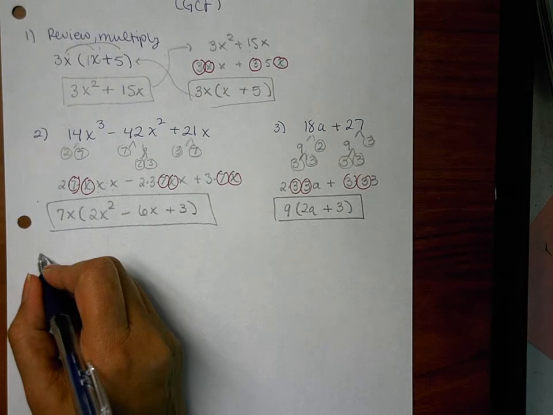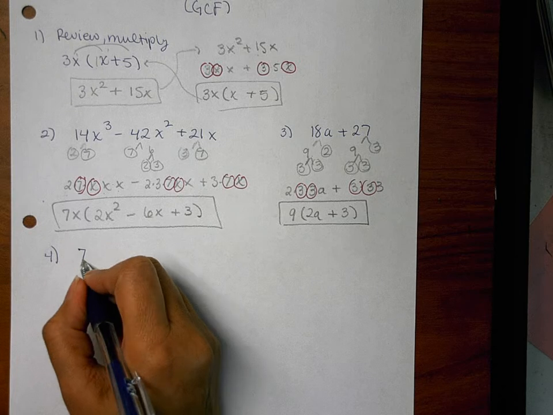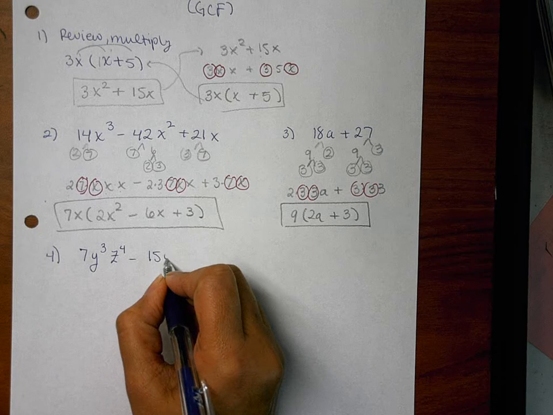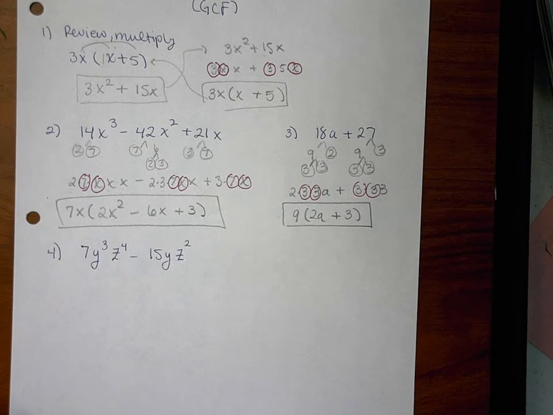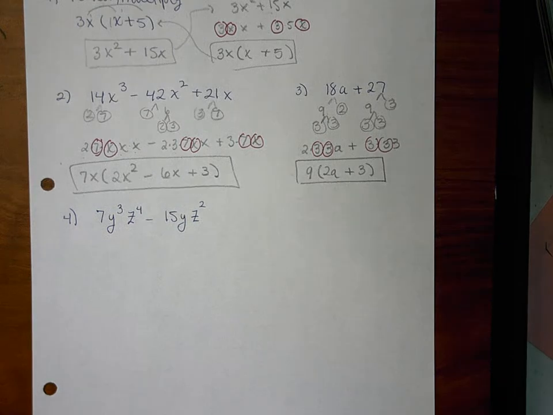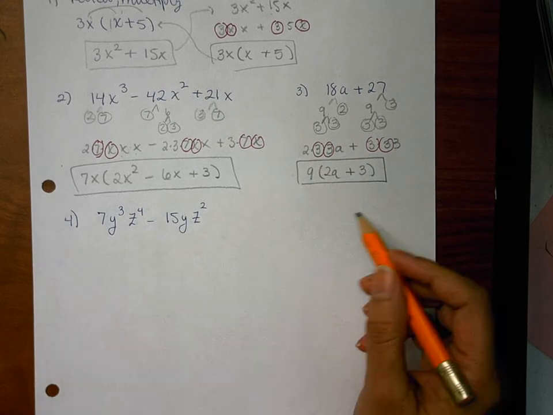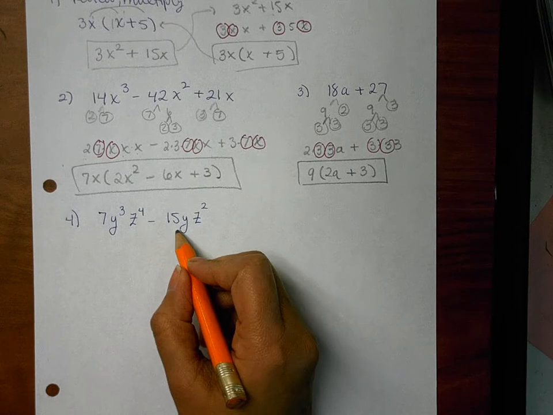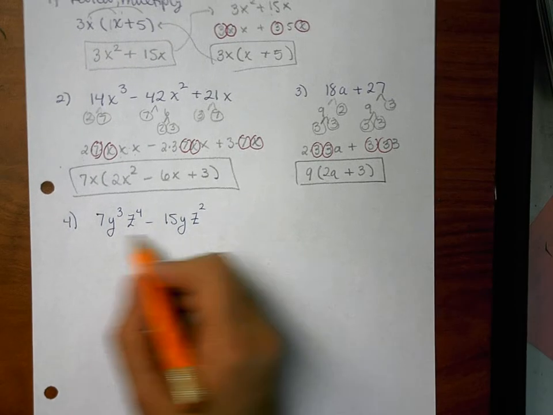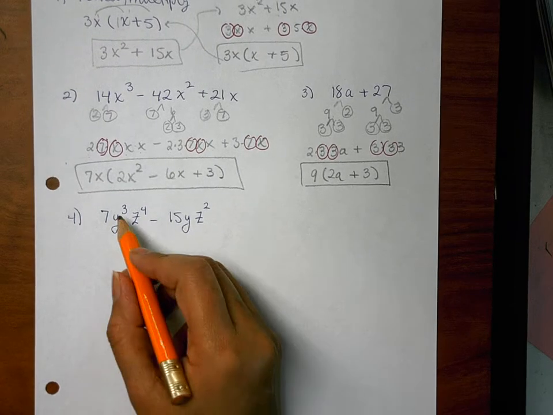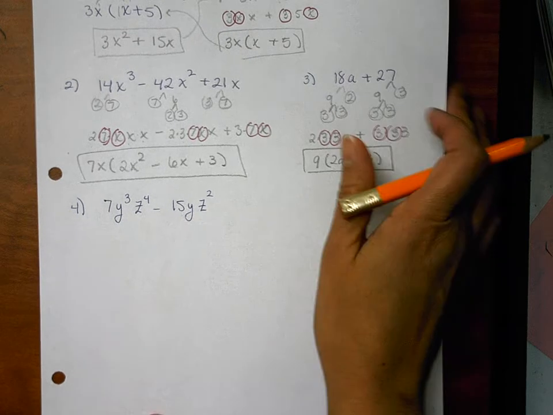Okay, number 4. 7y to the third, z to the fourth, minus 15yz squared. Okay, so this one, I'm going to show you a different way. Looking, just kind of glancing through without listing factors. Does 7 have a common factor and 15 have a common factor? 7 and 15, do they have a common factor? No, there's no number besides 1 that would divide into 7 evenly and 15 evenly.